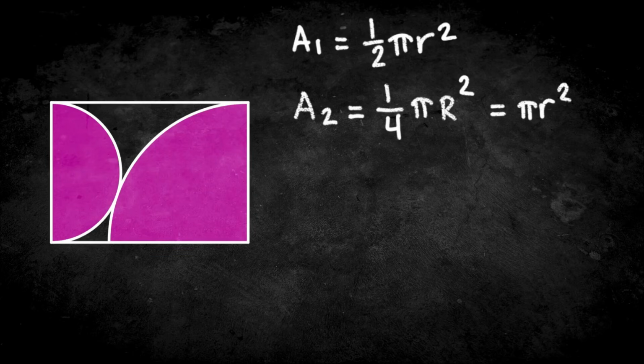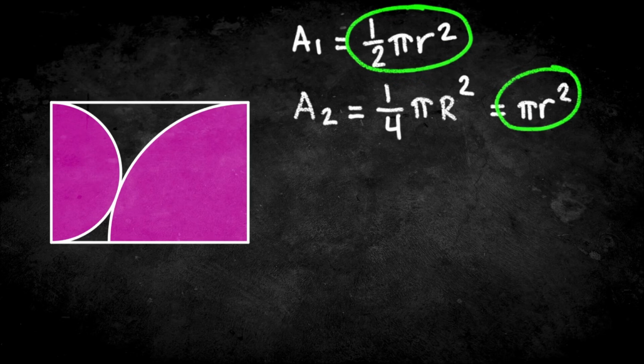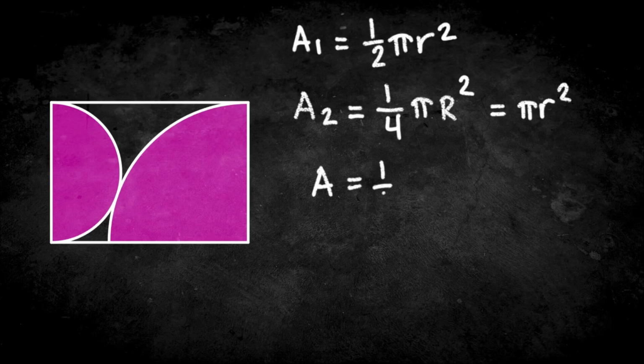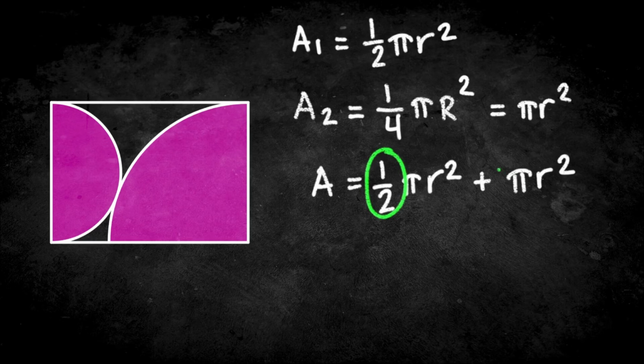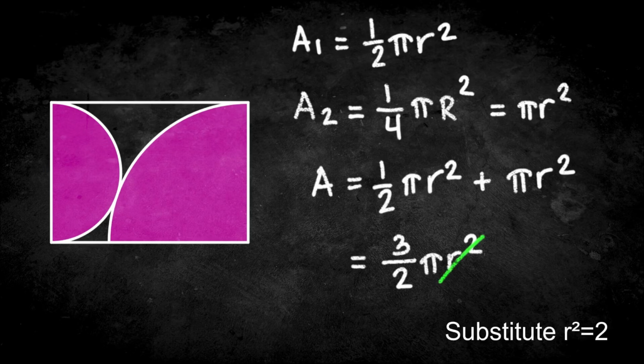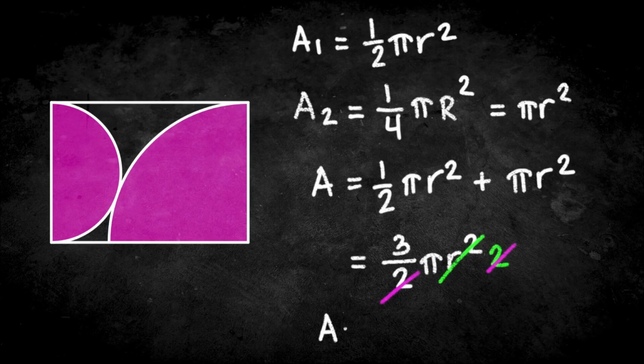Now the area of the shaded region is just the sum of the areas. So let's add the 2 area expressions. One half plus 1 is 3/2. So we get 3/2 times pi times small r squared. Finally, let's substitute small r squared equals 2 and cancel out the value 2. The area of the shaded region is 3 pi square units.